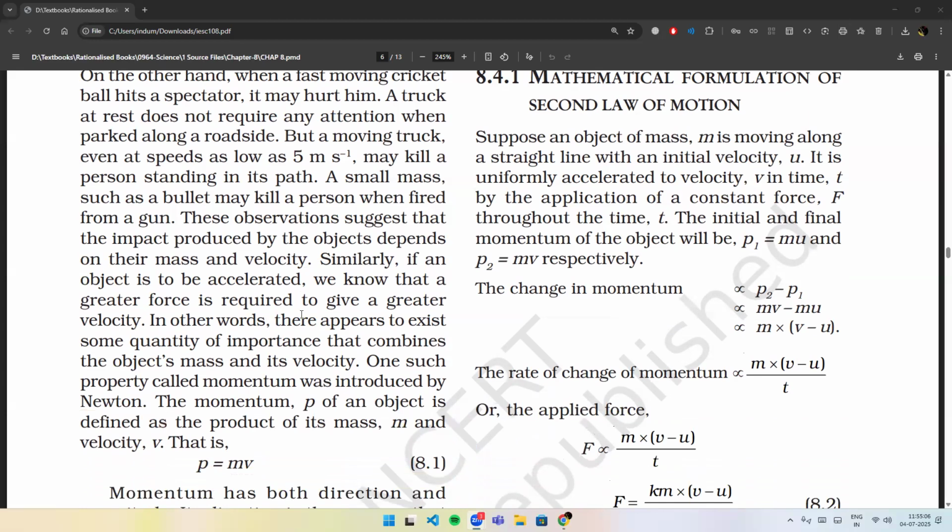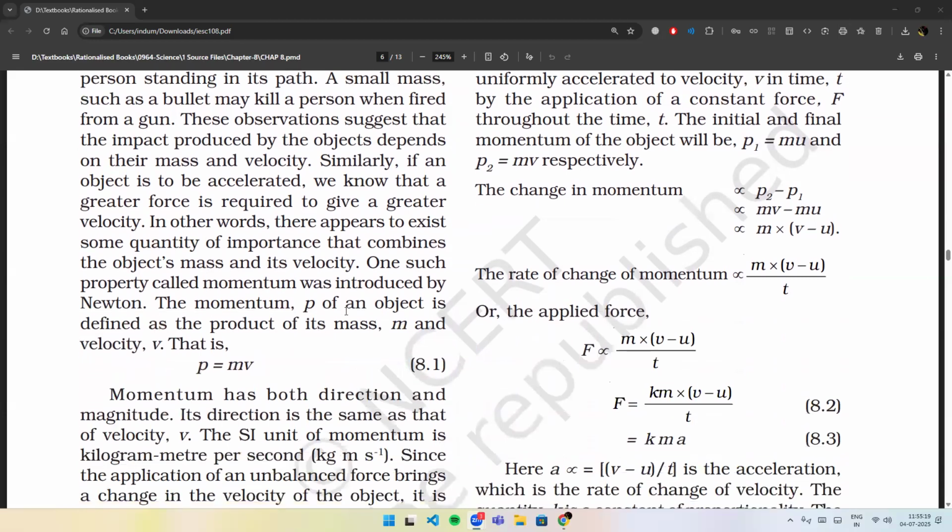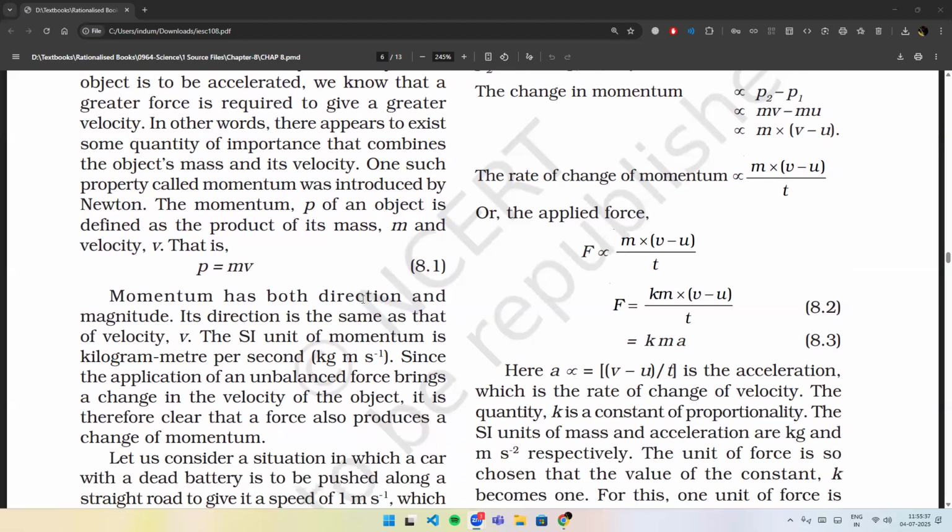So these observations suggest that the impact produced by the objects depends on their mass and velocity. Similarly, if an object is to be accelerated, we know that a greater force is required to give a greater velocity. In other words, there appears to exist some quantity of importance that combines the object's mass and its velocity. One such property, called momentum, was introduced by Newton. The momentum p of an object is defined as the product of its mass m and velocity v.